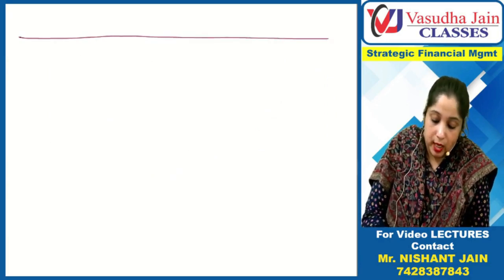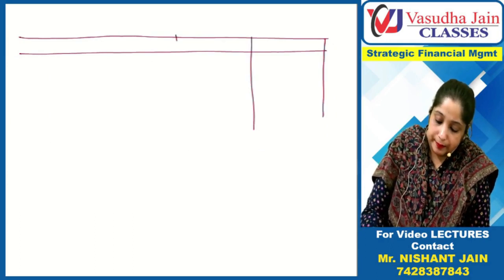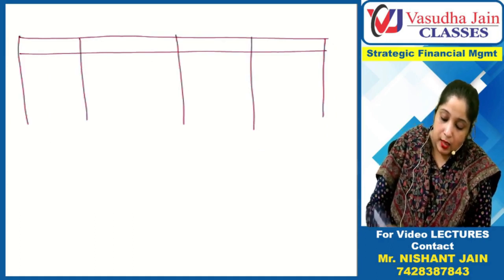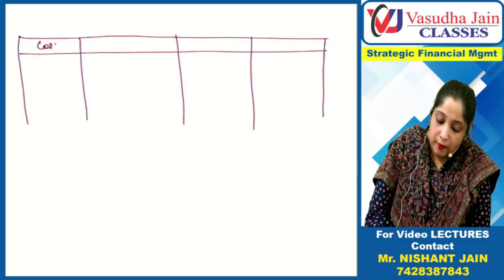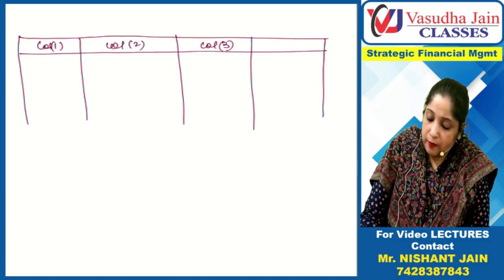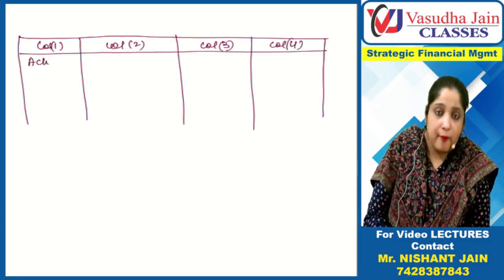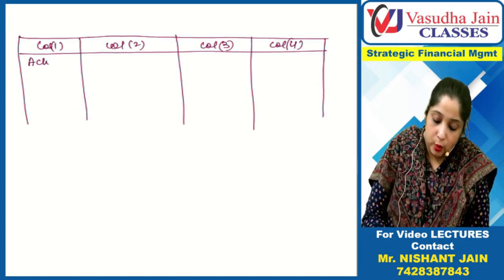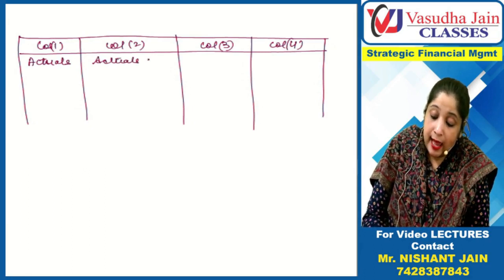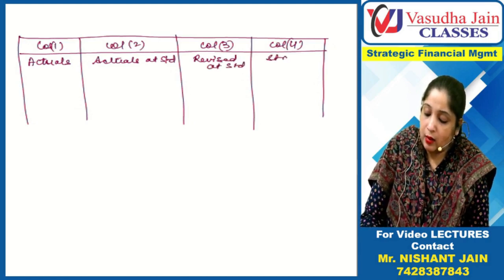create a table, okay, instantly. And you will create 4 columns. And you will number these columns as column 1, column 2 and column 3 and column 4. Then instantly, I have only asked you to mark the 4 words only. You will write the 4 words: actuals, actuals at standard, revised at standard, and last is standard cost.